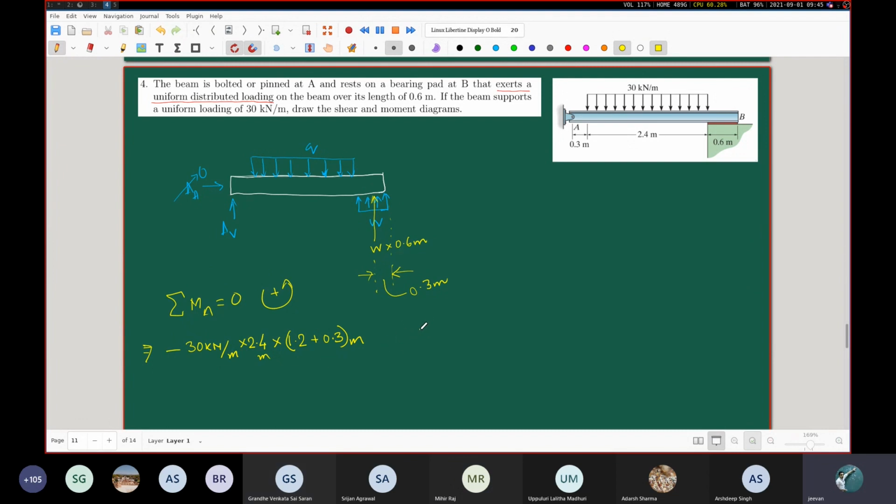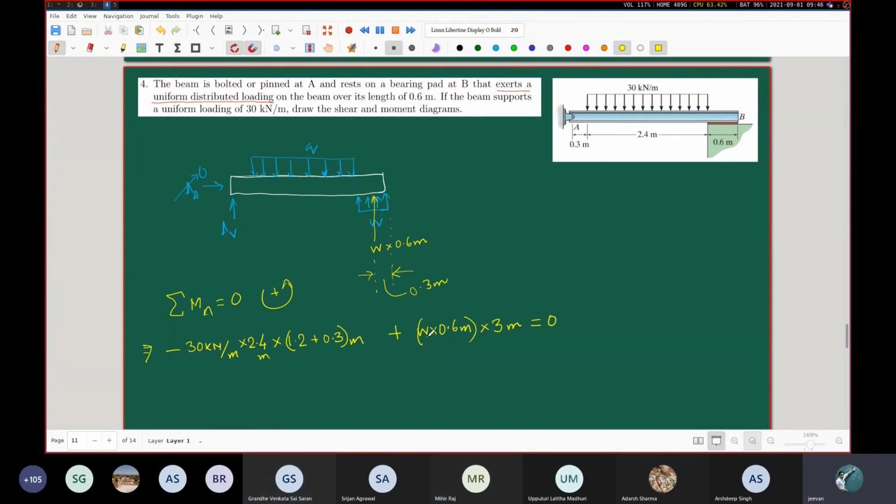What is the contribution from the W? It is W into 0.6 meters into this distance 0.3 plus 2.4 plus 0.3, 3 meters. Yes. Positive or negative? Positive. Equal to 0 or what? 0. Yes, sir. All right.